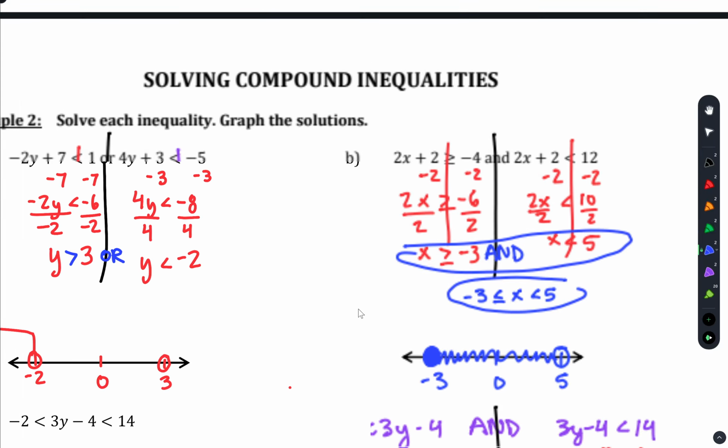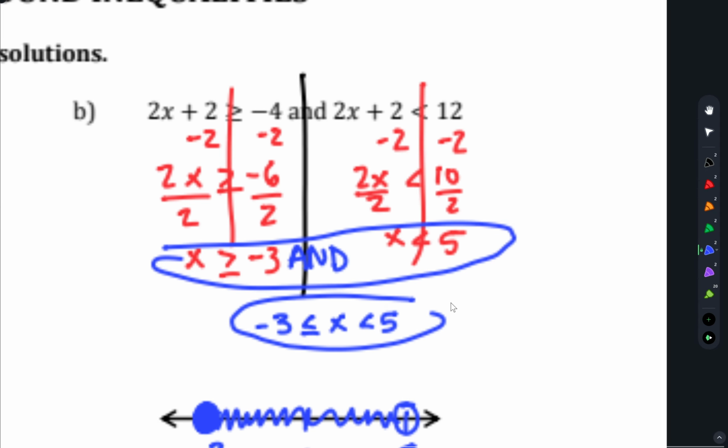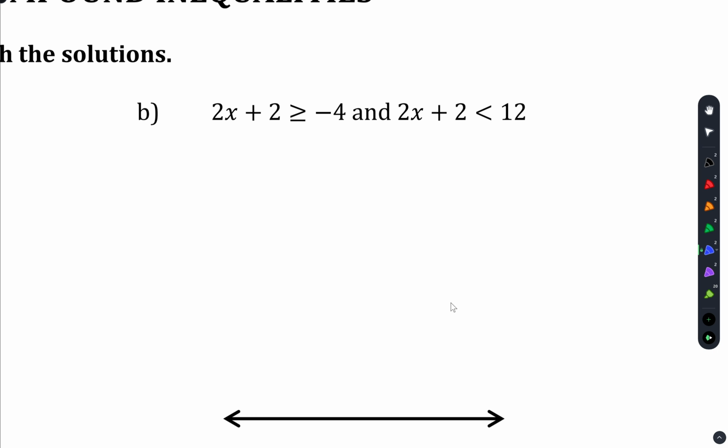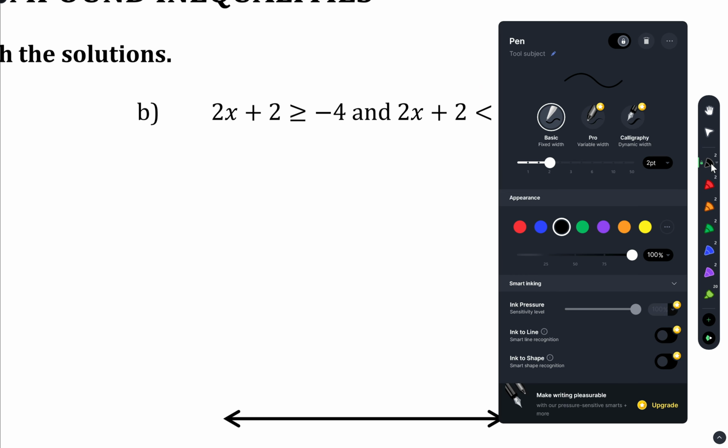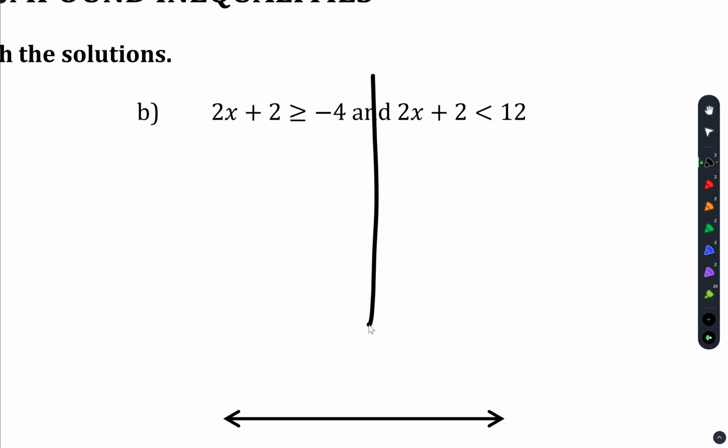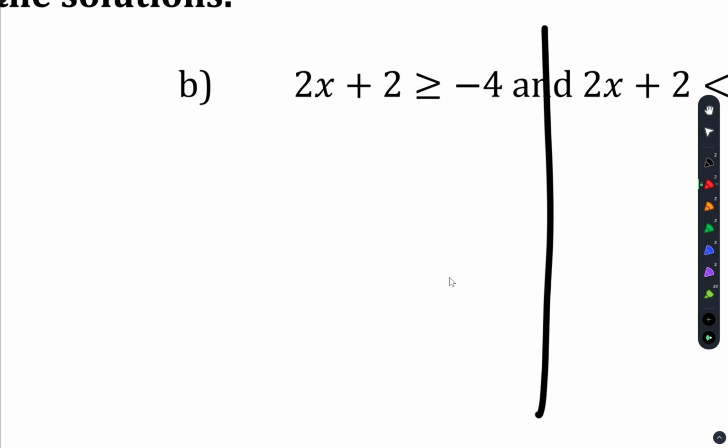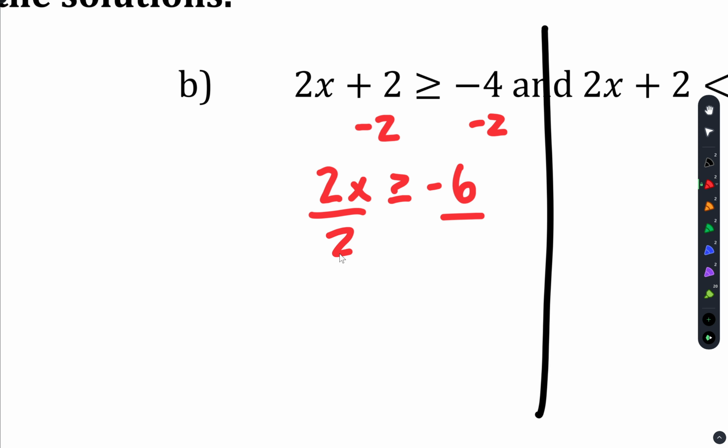Okay, let's deal with an and. Same deal. When I look at this and, I'm going to split it down the middle, and I'm going to take care of these two inequalities separately from each other. First step on the left-hand side, subtract 2. And divide by 2 to get x is greater than or equal to negative 3. Am I going too fast? Are we okay there?